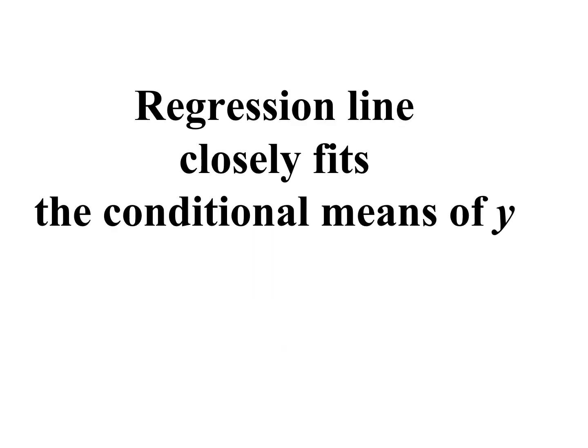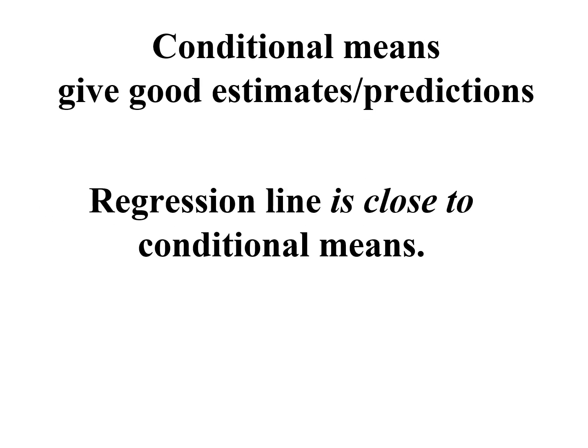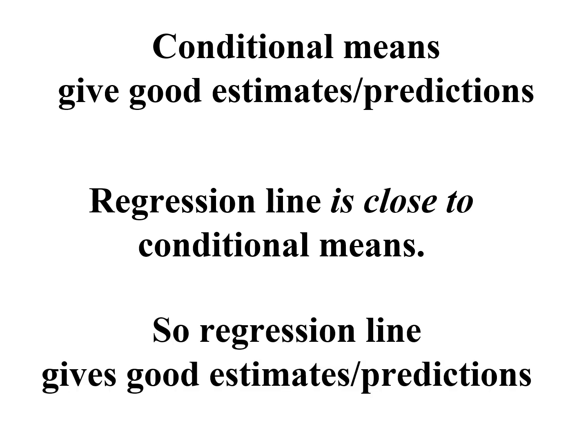Why isn't this a coincidence? Well, it isn't a coincidence because the regression line closely fits the conditional means of y. That's why it's so useful for prediction and estimation. The conditional means give good estimates and predictions. The regression line is close to those conditional means. So the regression line gives good estimates and predictions.